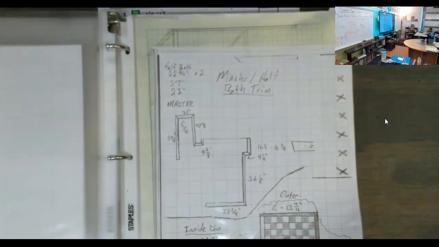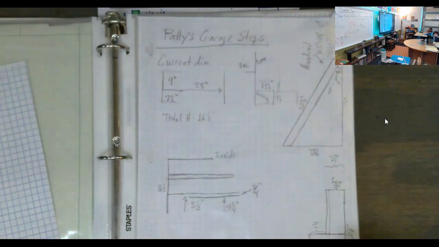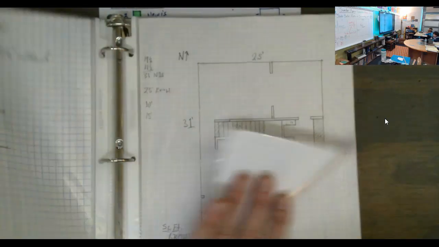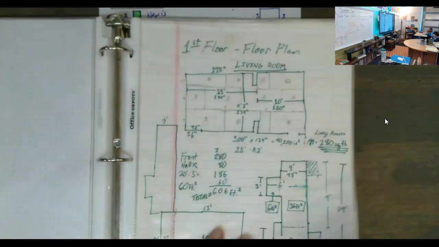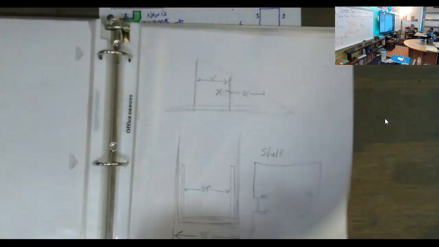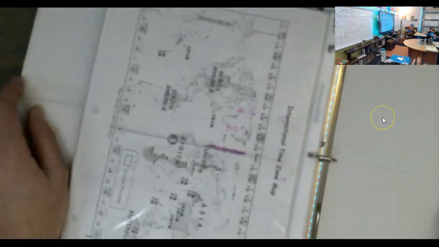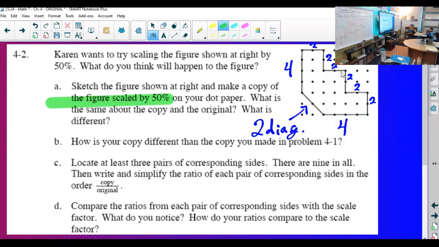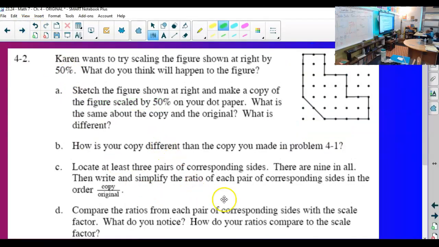I know I've probably shown this before, but now it's in a binder. I live my life making scale drawings of stuff. Scale drawings are important. Anything you want to do is going to involve a scale drawing. Maps are scale drawings if they're done right. Scale drawings are everything.